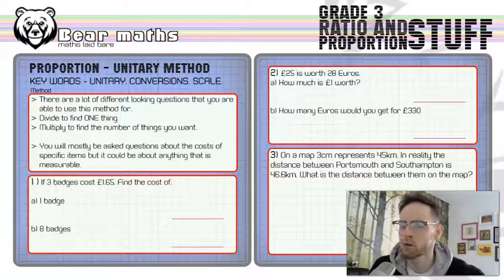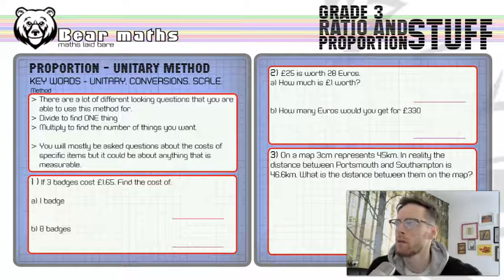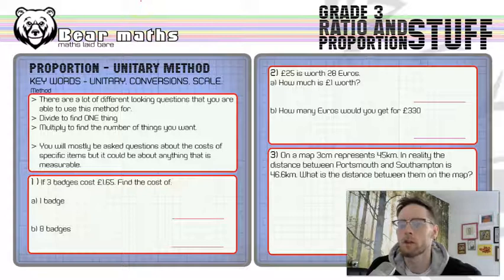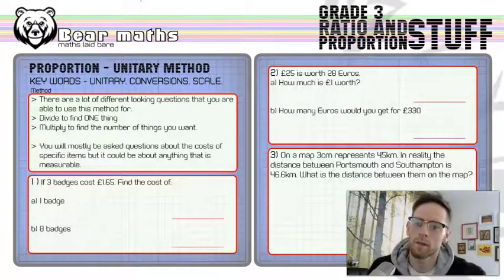This video is on proportion and the unitary method. Keywords are unitary, conversions and scale. Unitary means working out the value of one thing. Conversions are when you change one thing to another, and a scale is something that you get given that compares the one thing to a certain number of other things.